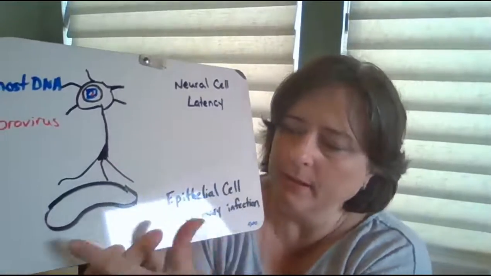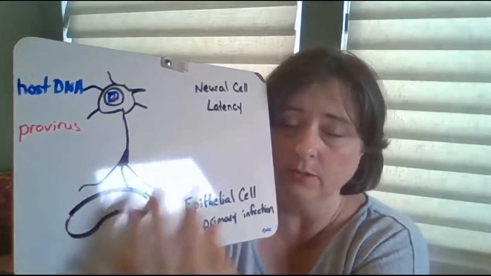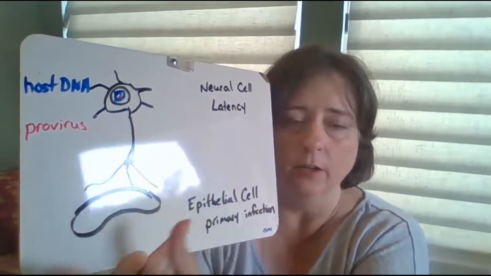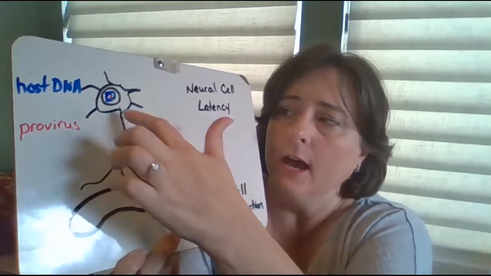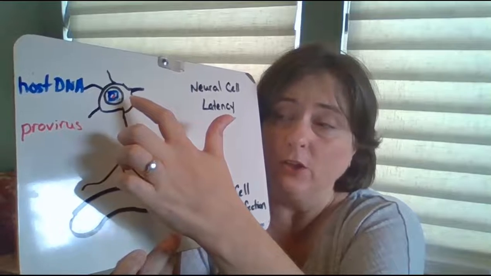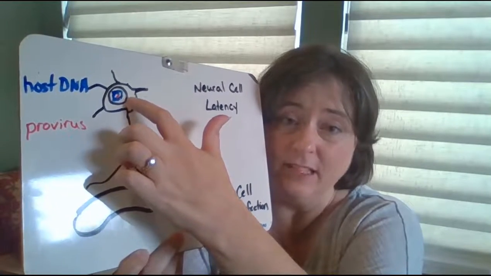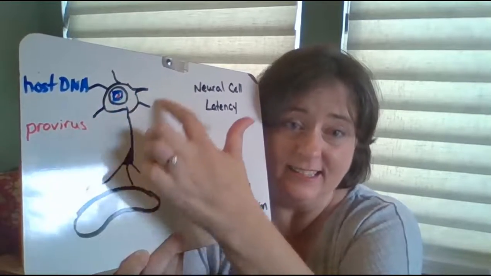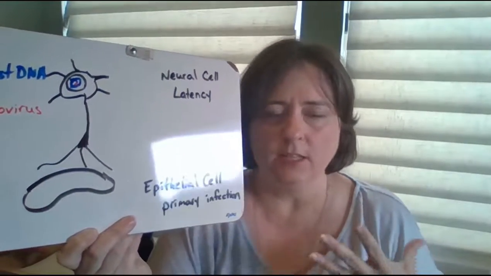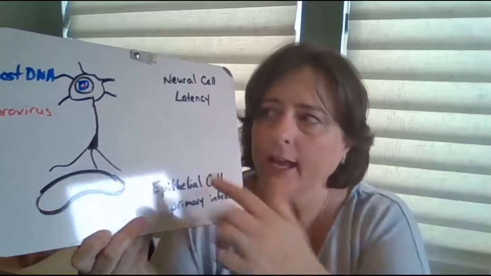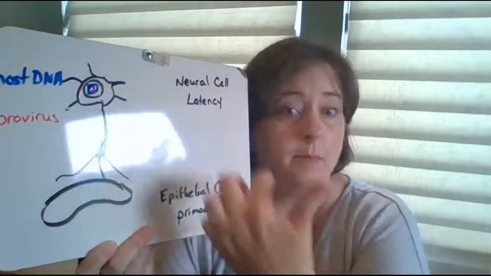All right, so your epithelial cells have healed. Your immune system got rid of it. Your mouth is healed. It's made fresh, new epithelial cells, and so that happens. But you can never get rid of this provirus sitting inside the nerve cells. Now, most of the time, your immune system in a healthy individual will keep that in check and will keep this provirus from coming out.